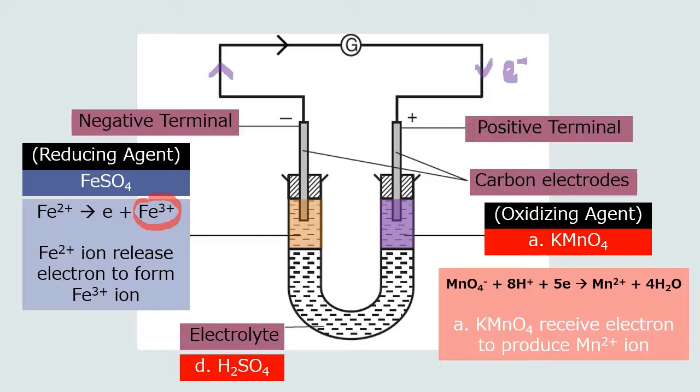The color of the acidified potassium manganate(VII) changes from purple to colorless, because the oxidation number of manganese changed from +7 to +2.